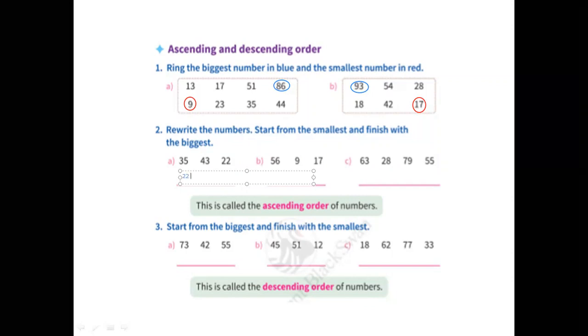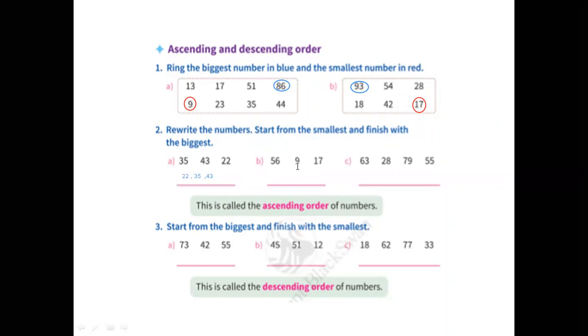Then, which is smallest? 35. Then 43. Okay, smallest to biggest. See, 22 is smallest. Then 22 we have written. 35 and 43 if you compare, which is smallest? 35 is smallest. So we are writing 35 here. Again 43 is the biggest number. So we are finishing with the biggest number.